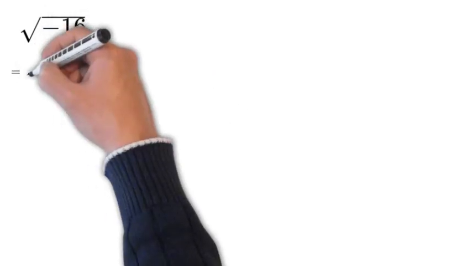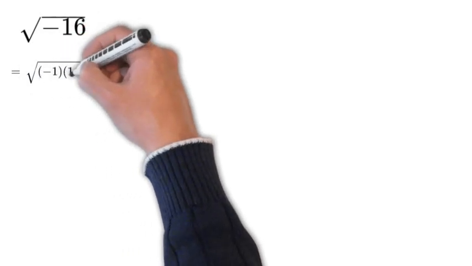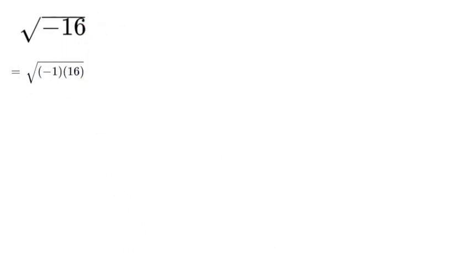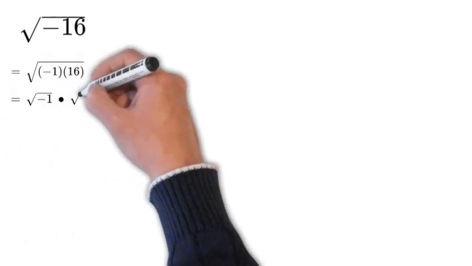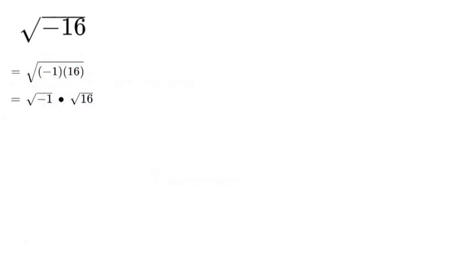Negative 16 can be rewritten as negative 1 times 16 within the square root, so we'll do that. And then we can again break that out by doing square root of negative 1 times square root of 16. Now this is where knowing the properties of i comes in handy. I have another video on that with the link in the description if you want to check that out.